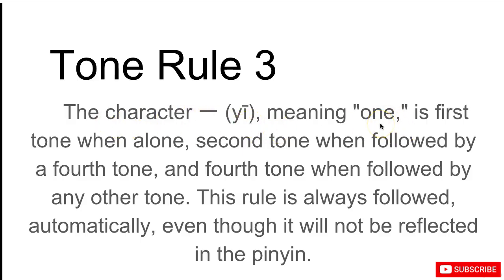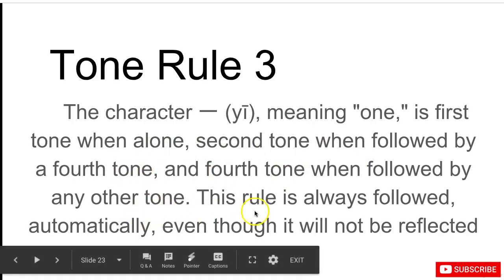So say the character yi meaning one. So yi is the number one in Chinese. We'll get to some of the videos that will teach you Chinese counting where you do yi, san, like that. So the character yi meaning one is the first tone when alone, second tone when followed by a fourth tone, and fourth tone when followed by another tone. This rule is always followed automatically, even though it is not reflected in pinyin. Pinyin is the written one that we're doing now.